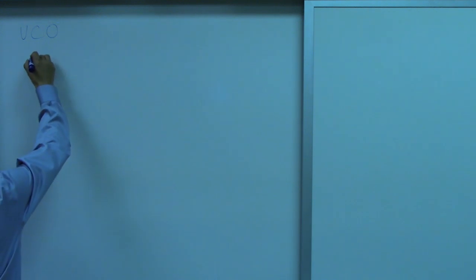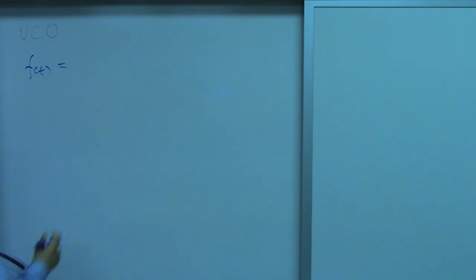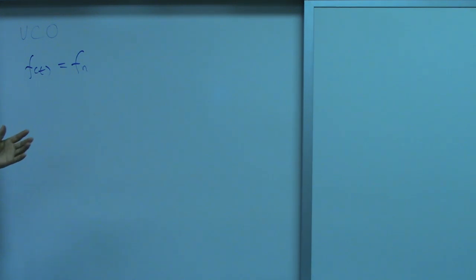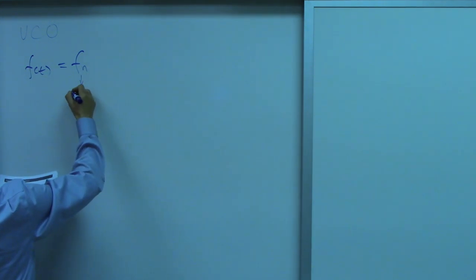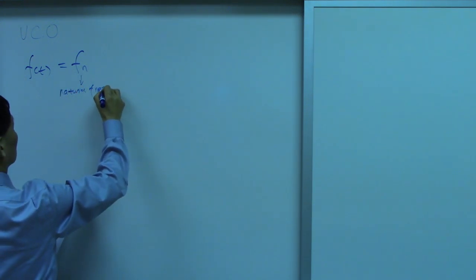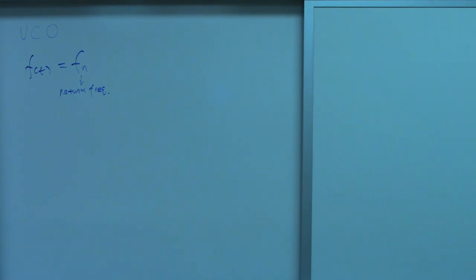So the frequency of the VCO is a function of time. First one, it has a natural frequency, Fn. That means if the external voltage equals 0 or there's no externally applied voltage, then it's just like, for example, an LC oscillator. So this is called natural frequency, oscillating frequency. Or sometimes it's called free running frequency.